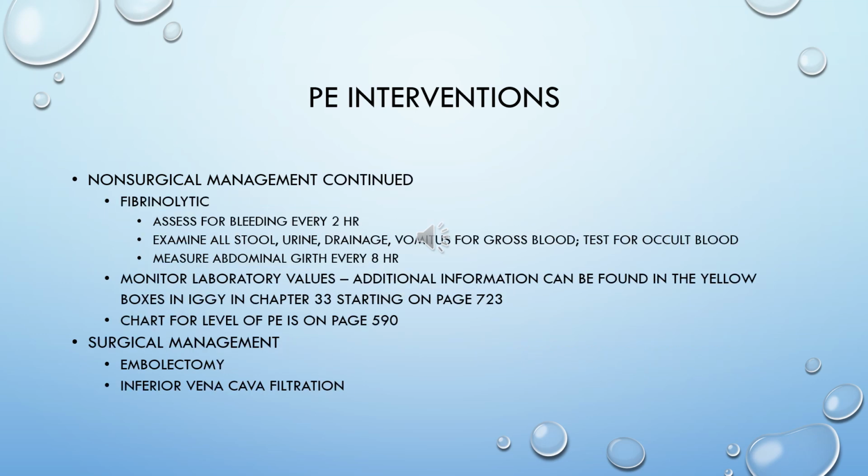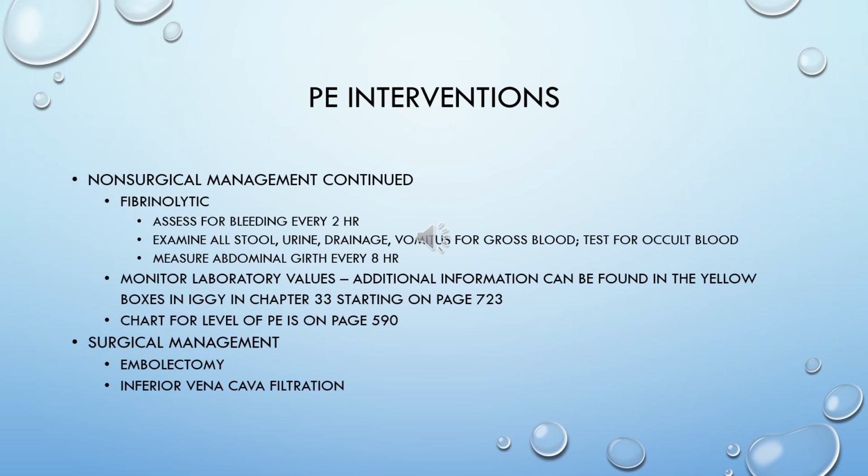And then some other non-surgical management is they may actually use some kind of fibrinolytic therapy. Kind of think of like your TPA, that kind of stuff. You're going to assess them for bleeding every 2 hours. So that means looking at their urine, and if there's any kind of drainage that's coming out. You want to make sure that there's no blood in any of that. You're going to measure their abdominal girth every 8 hours. And that's to make sure that they don't have any internal bleeding. So if your abdomen is increasing, that's a good indication that you might have blood leaking out into your cavity.